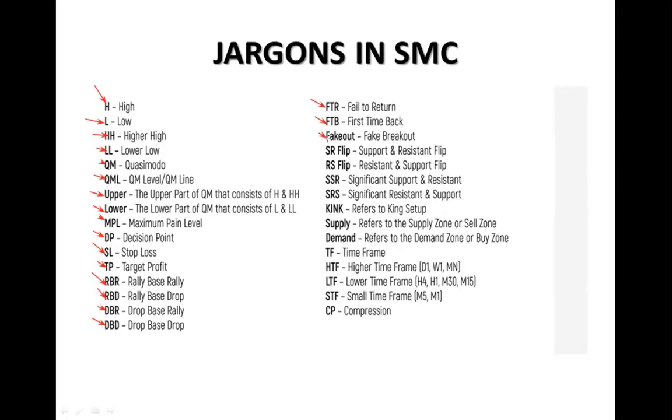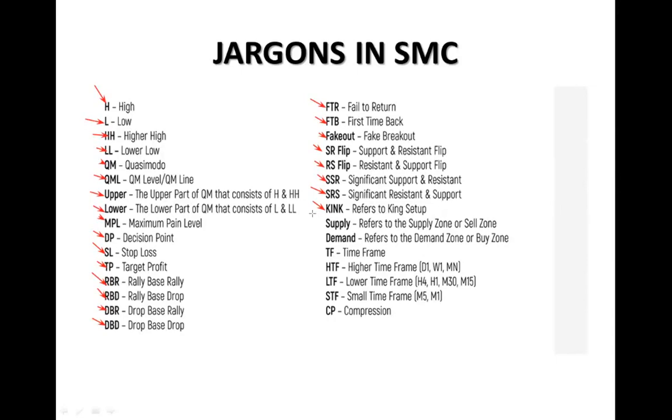Fake out, that is fake breakout. SR flipped, that is support and resistance flipped. RS flipped, that is resistance and support flipped. SSR, significant support and resistance, or SRS, significant resistance and support. The kink refers to that kink setup. That is the double Maru pattern.